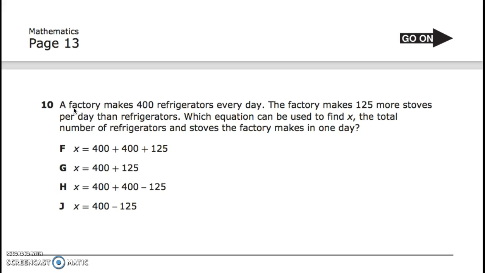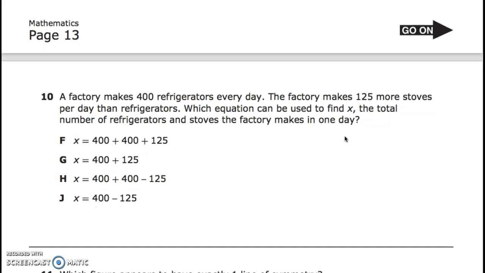Number 10. A factory makes 400 refrigerators every day. The factory makes 125 more stoves per day than refrigerators. Which equation can be used to find X, the total number of refrigerators and stoves the factory makes in one day? Pause the video now to work the problem.